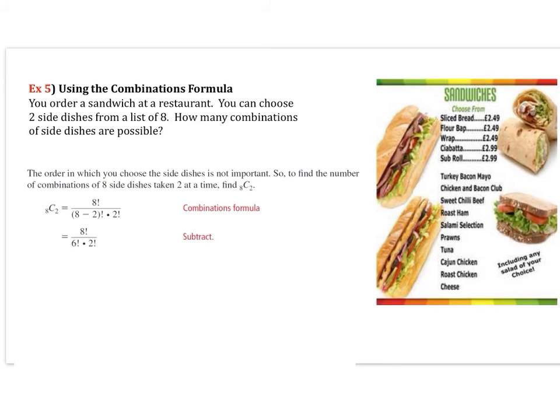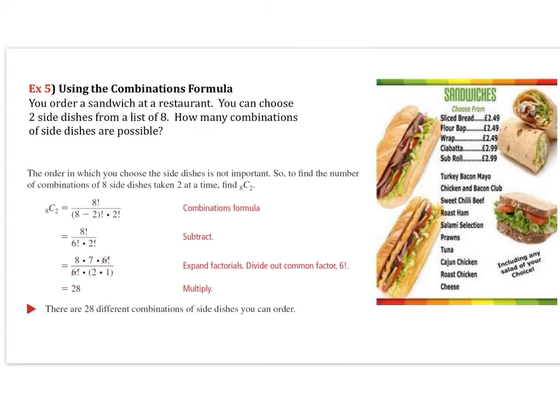Simplify what's in parentheses to be 6 factorial. Make sure you expand in the numerator, so 8 times 7 times 6. You can stop at 6 because the 6 will cross out with the 6 in the denominator. And then the 2 factorial needs to be expanded to 2 times 1. Alright, so then 8 times 7 in the numerator would be 56 divided by the 2, which is a result of 28. So there are 28 different combinations of side dishes you can order.